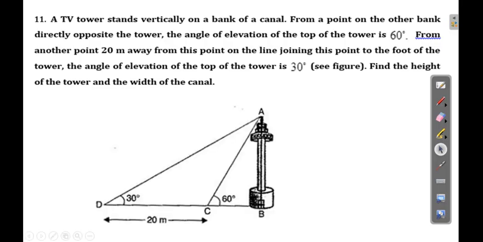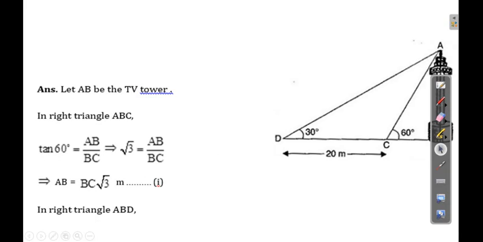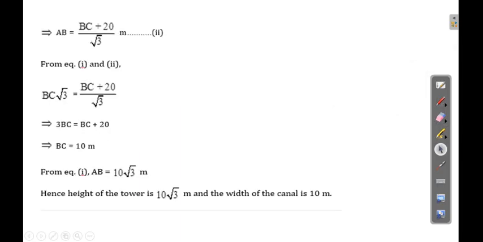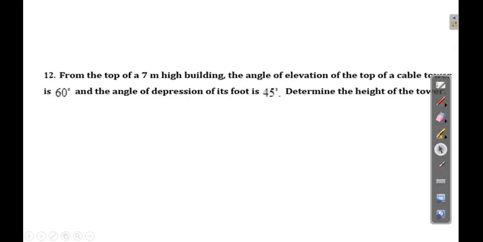So as we had seen, this diagram we had already discussed. This is the printed one, no need to draw this tower and all those things. For this tower, first the angle is 60 degree, then after moving 20 meter it was 30 degree, and we had solved it like this. We had solved it, right? Now we move to the next question.